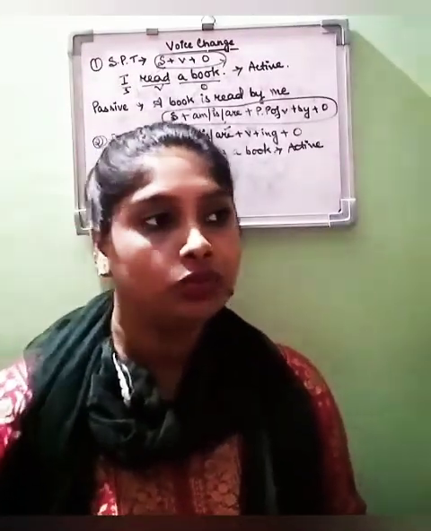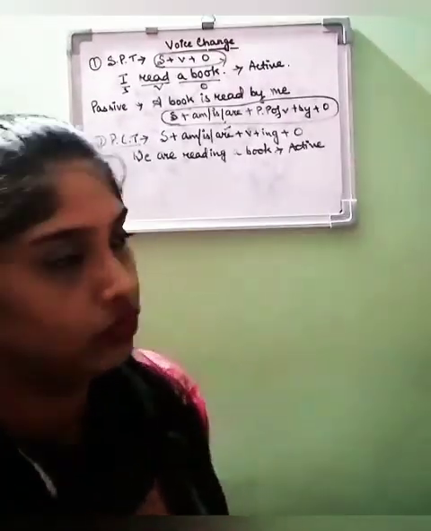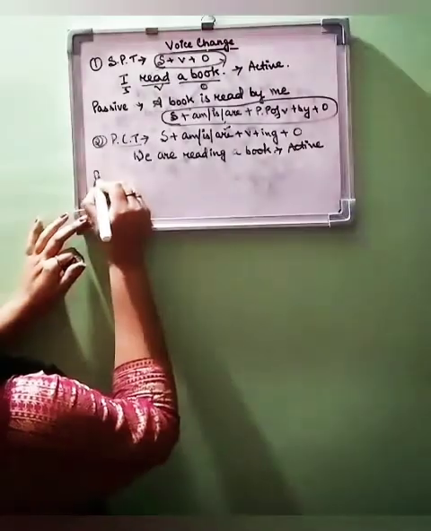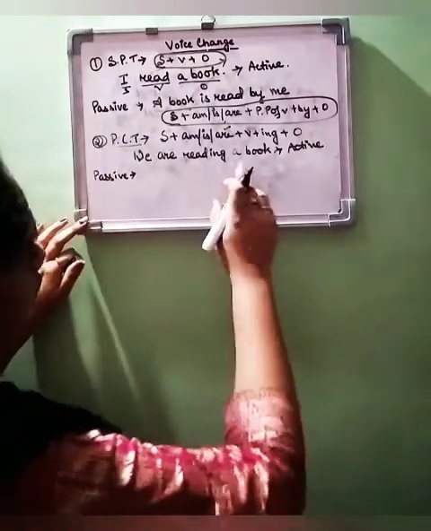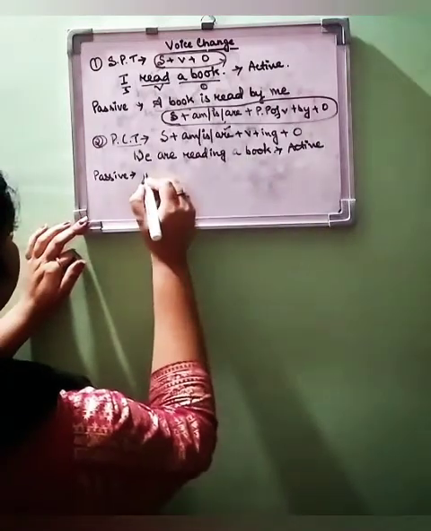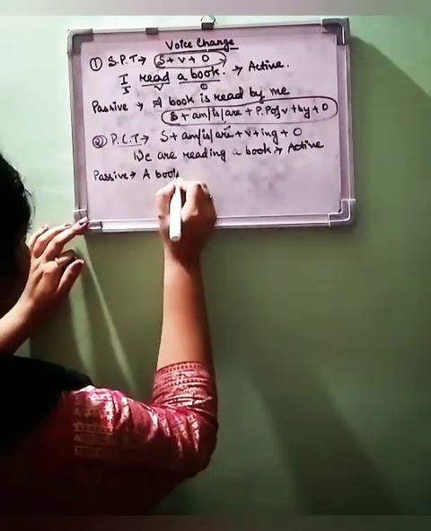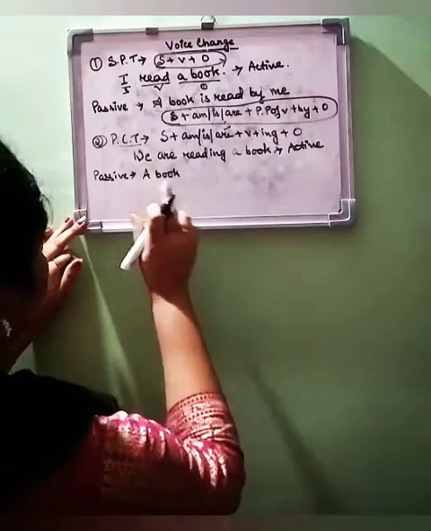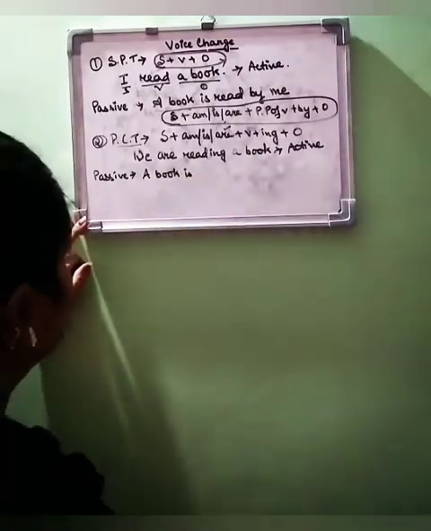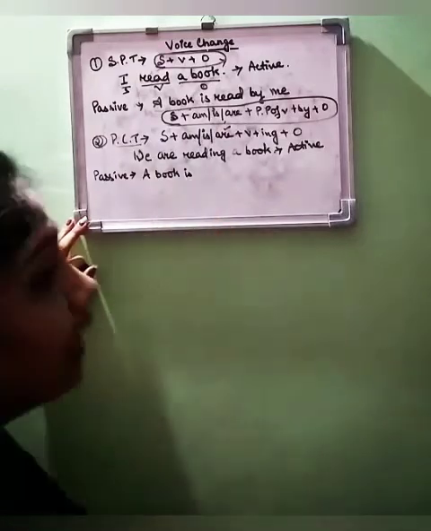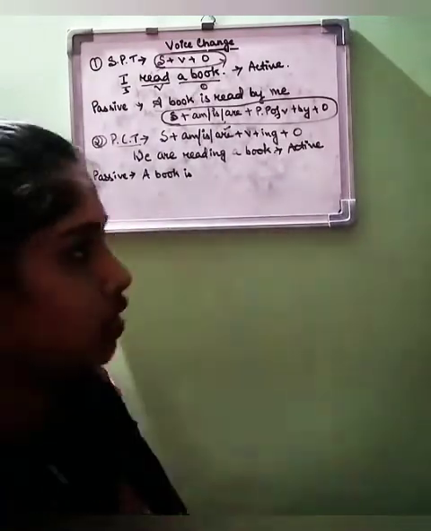Now, how do we change this to passive voice? Let's see. While we change to passive, we'll bring our object here, a book. Again, as this is third person singular, we will write "is". Then what will come? Now here is the change.